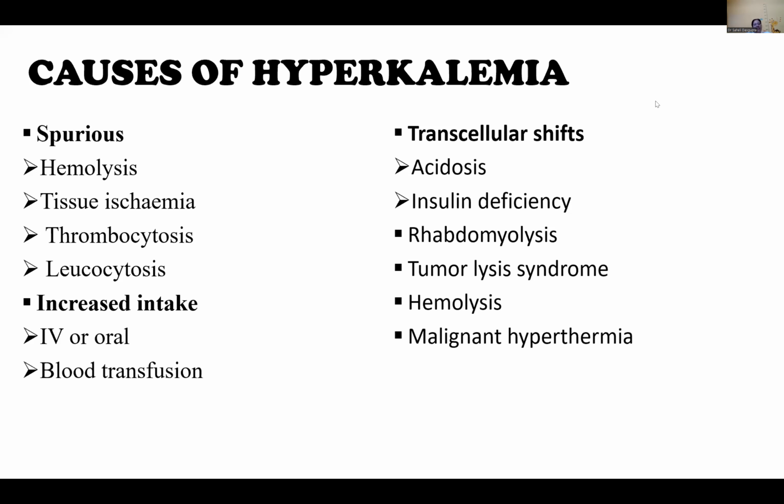Acidosis and insulin deficiency are all causes of hyperkalemia. And other syndromes that are associated, like tumor lysis syndrome, when there is a high cell breakdown, at that time hyperkalemia occurs. If there is any hemolysis or rhabdomyolysis, like in snake bite, hyperkalemia can occur, and it's also associated with malignant hyperthermia.